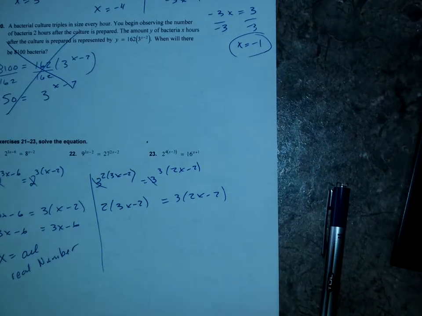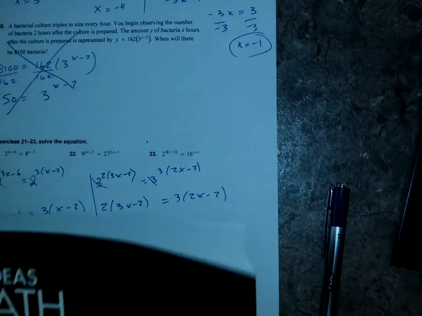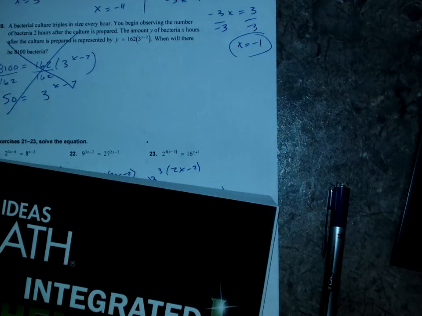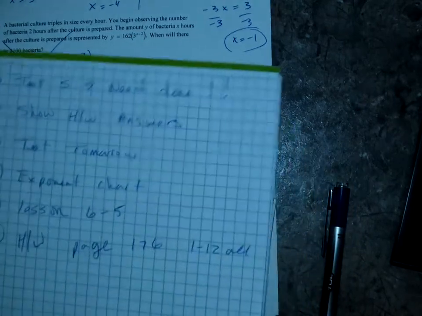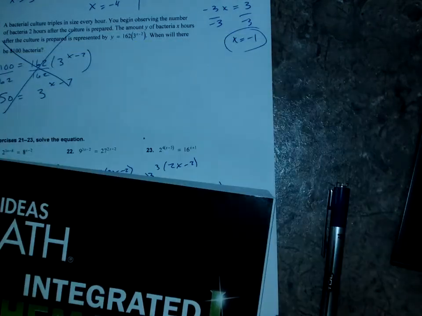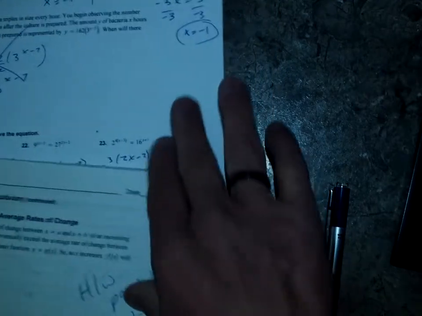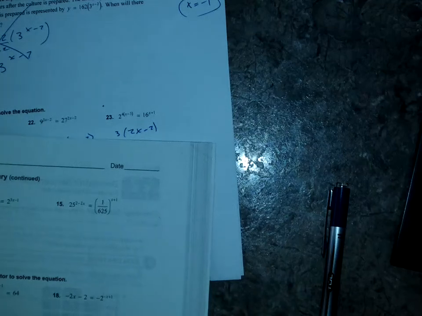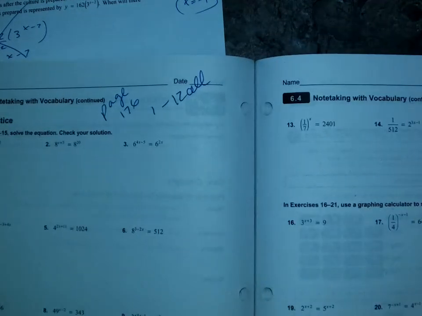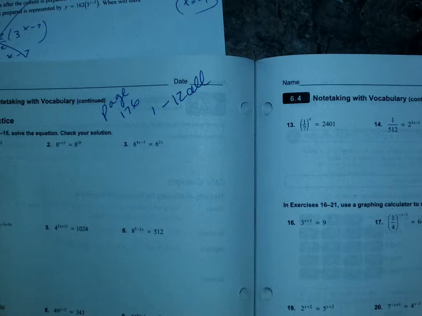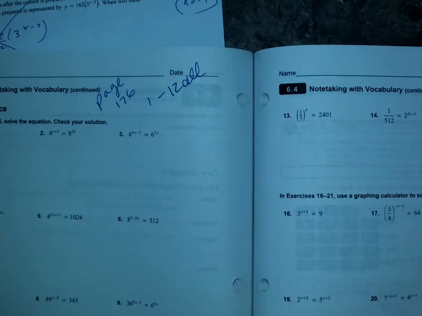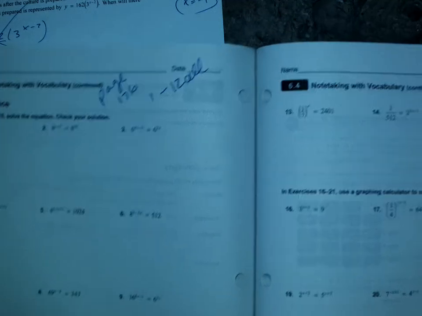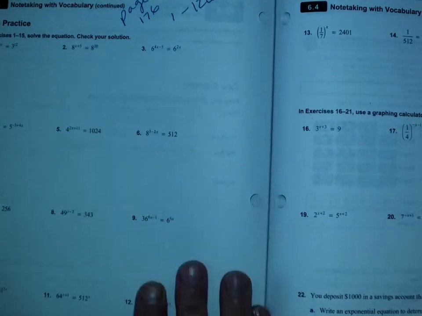The homework you have to work at, and you must show your work. It is on page 176, 1 to 12. Let's take a look. Page 176, and we're going to do 1 through 12. Some of these are pretty easy. They have the same base. But if they don't have the same base, you'll have to find it and get it. So 1 to 12, all on page 176.